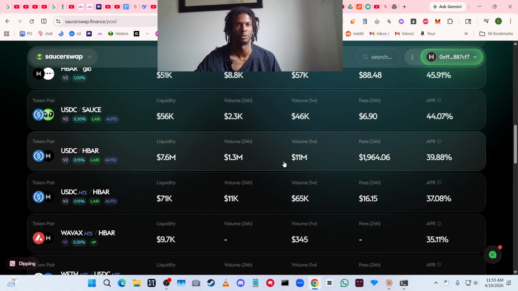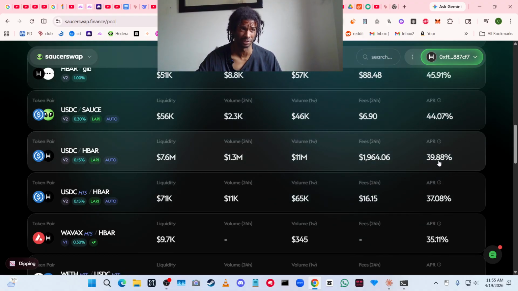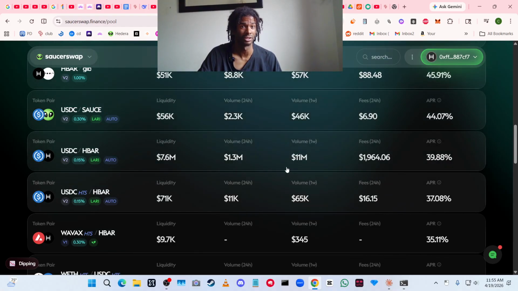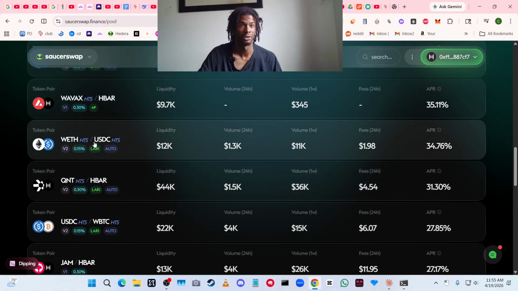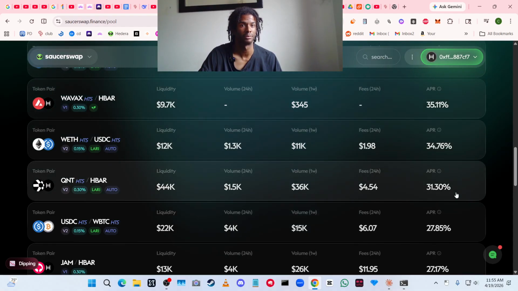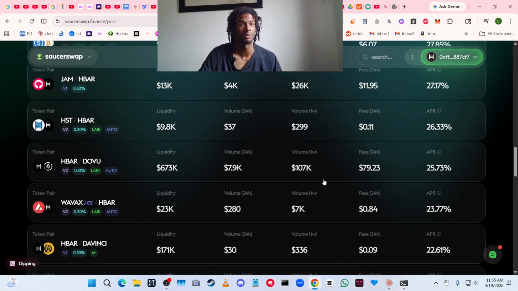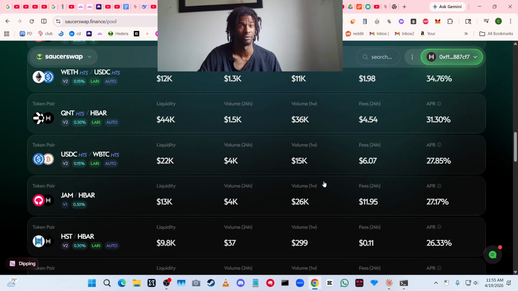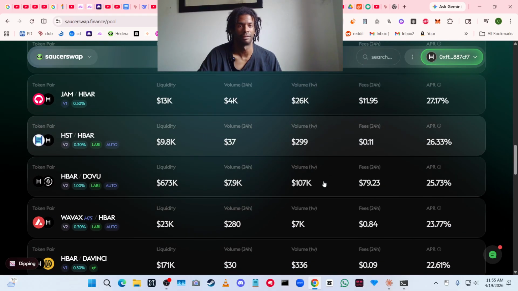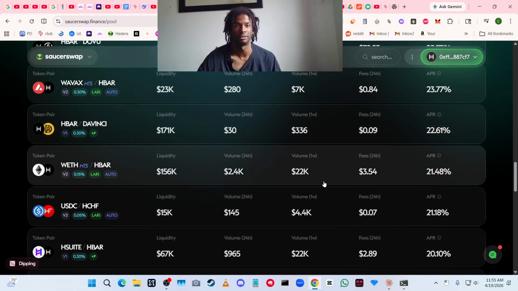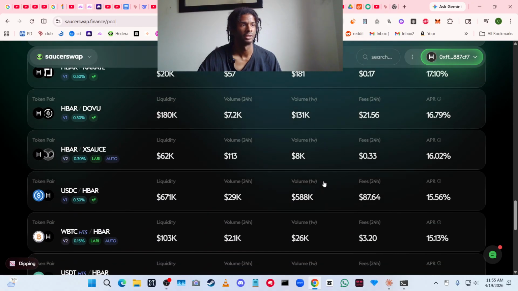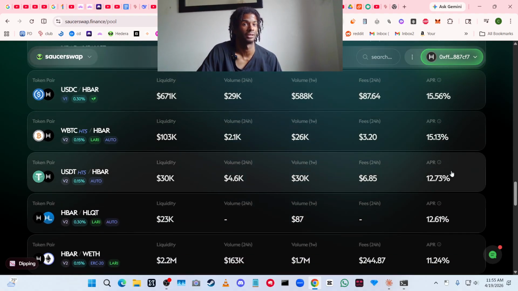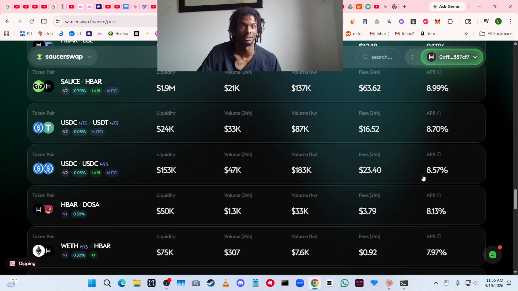Well, let's look at all these other ones. HBAR USDC, that's a pretty stable pair. USDC HBAR 37%, that's a stable pair. USDC wrapped Ethereum. These are ways you just deposit your HBAR in here and get fees off of the returns. All these are pretty solid. Even 15%, that's a solid 15%.